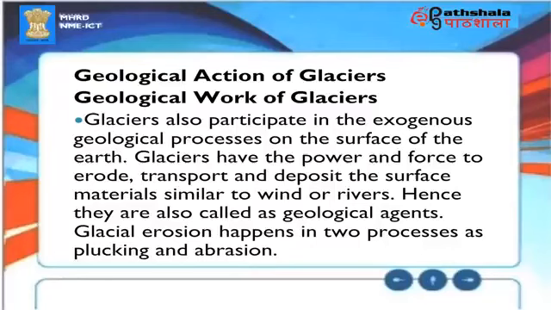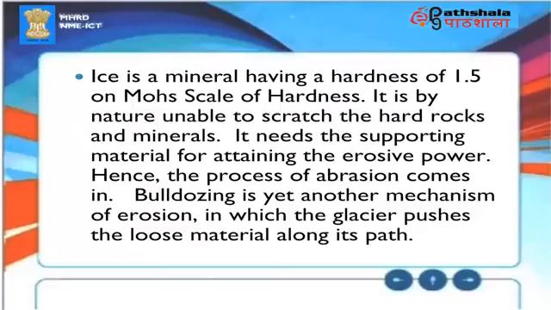Glacial erosion happens in two processes, plucking and abrasion. Ice is a mineral having a hardness of 1.5 on Mohs scale of hardness. It is by nature unable to scratch the hard rocks and minerals. It needs the supporting material for attaining the erosive power. Hence, the process of abrasion comes in. Bulldozing is yet another mechanism of erosion in which the glacier pushes the loose material along its path.